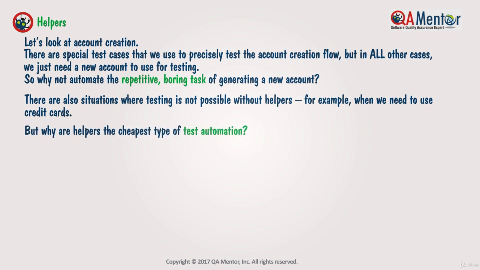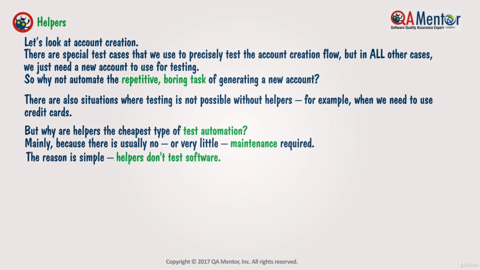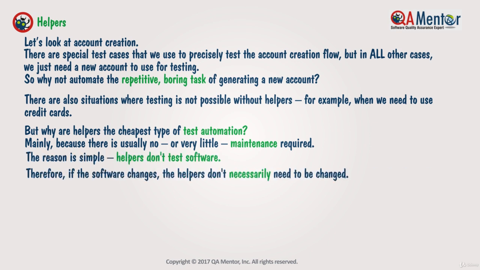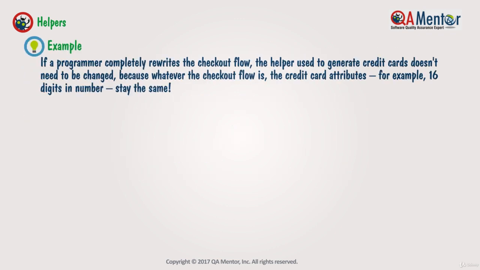But why are helpers the cheapest type of test automation? Mainly because there is usually no or very little maintenance required. The reason is simple: helpers don't test software. Therefore, if the software changes, the helpers don't necessarily need to be changed. Example: if a programmer completely rewrites the checkout flow, the helper used to generate credit cards doesn't need to be changed, because whatever the checkout flow is, the credit card attributes, for example, 16 digits in number, stay the same.